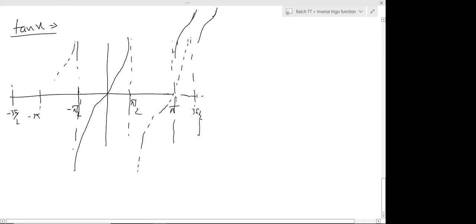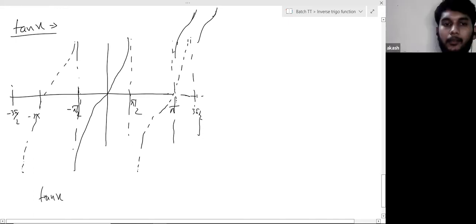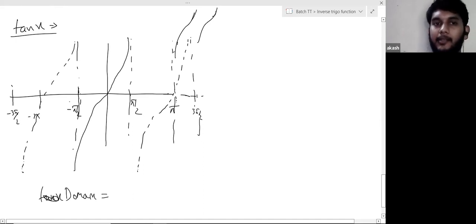All right. So tan x, domain of tan x. We can see in the x-axis we can put anything, but we cannot put pi by 2, minus pi by 2, 3 pi by 2, and so on, right? Because they are getting infinite or minus infinite, right?